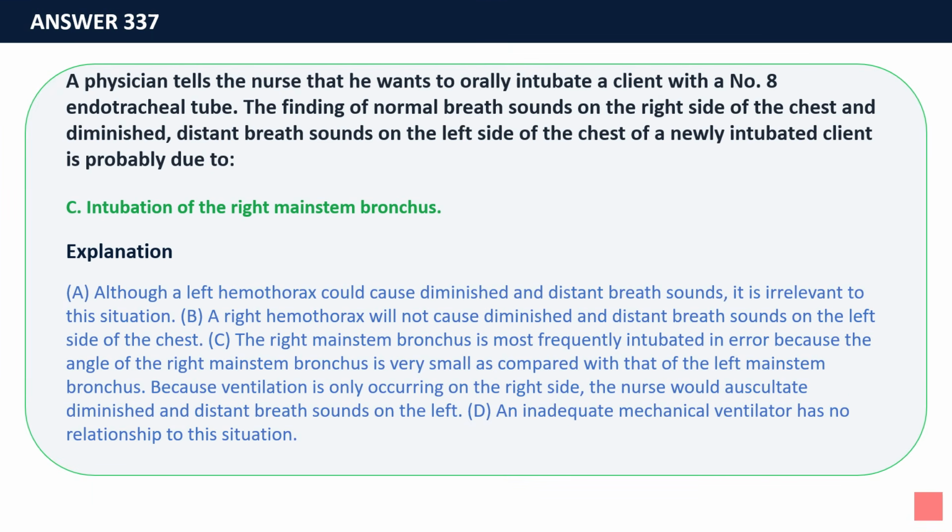Answer: C. Intubation of the right mainstem bronchus. Explanation: A. Although a left hemothorax could cause diminished and distant breath sounds, it is irrelevant to this situation. B. A right hemothorax will not cause diminished and distant breath sounds on the left side of the chest. C. The right mainstem bronchus is most frequently intubated in error because the angle of the right mainstem bronchus is very small as compared with that of the left mainstem bronchus. Because ventilation is only occurring on the right side, the nurse would auscultate diminished and distant breath sounds on the left. D. An inadequate mechanical ventilator has no relationship to this situation.